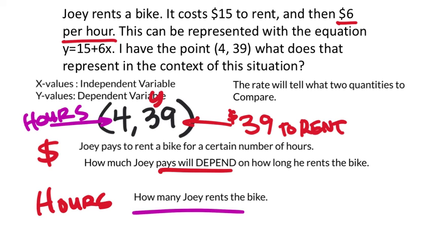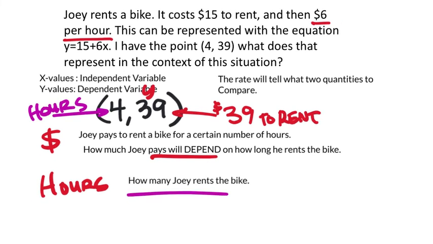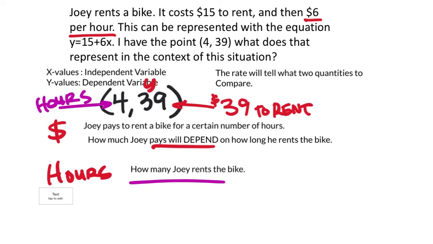So this ordered pair, to be a little bit more specific, although you don't have to be this specific on the assignment, would read like this: if Joey rents the bike for 4 hours, he will pay a total of $39.